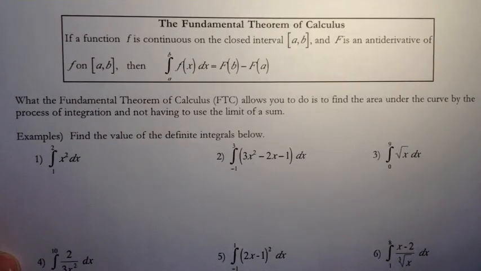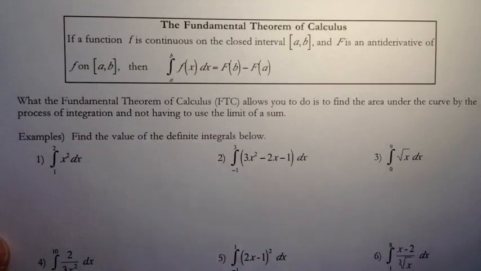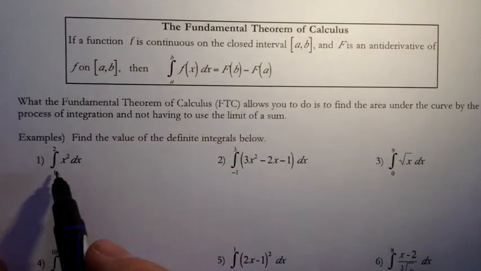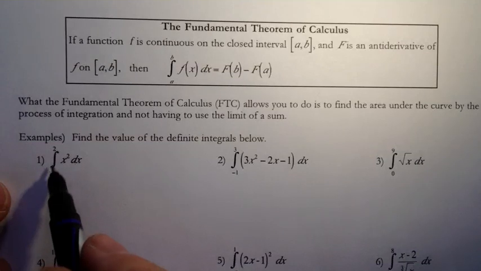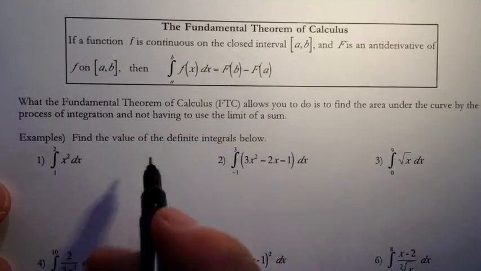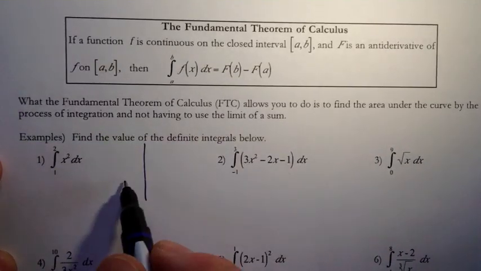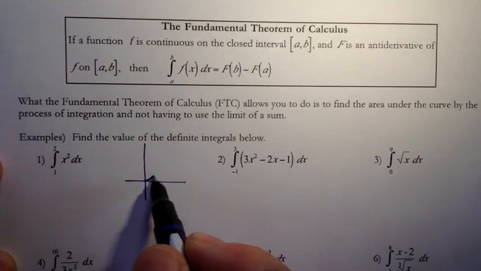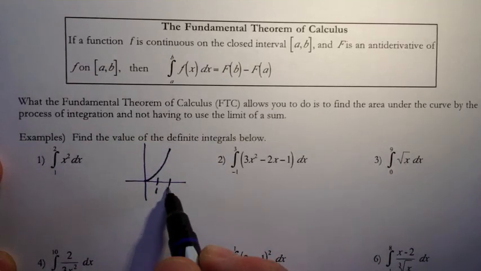I'm going to do the first few problems without talking about any rules of finding antiderivatives. So let's go ahead and start with number one. We're trying to find the integral from 1 to 2 of x squared, keeping in mind that x squared looks like this. 1 is here, 2 is here.